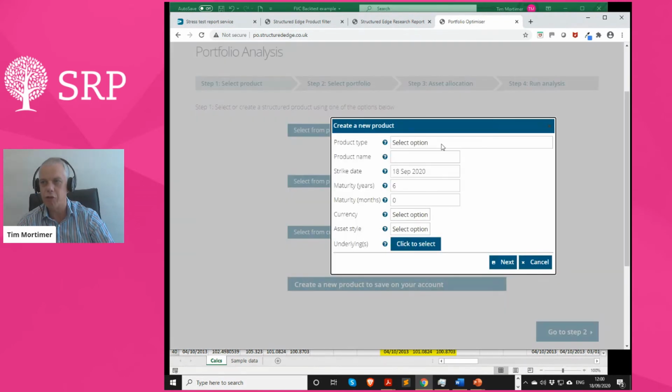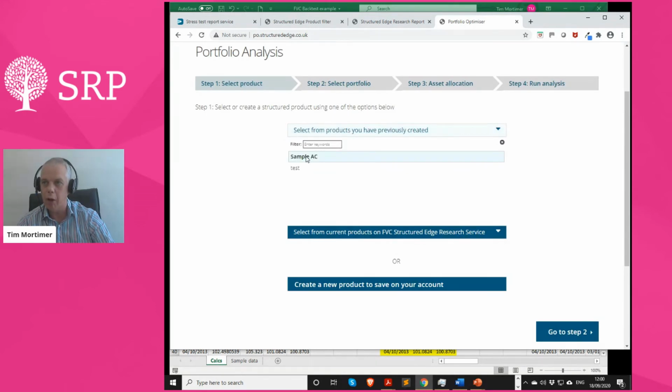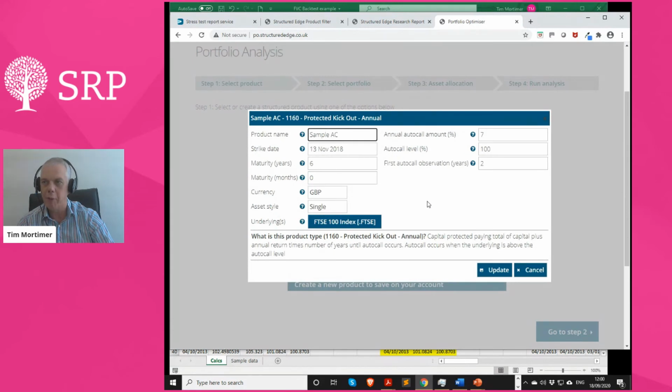And so you'd have a screen, which, as you can see, is a simplified screen of the stress testing, and then you fill these terms in, and you would get onto another screen, and you would enter some other terms. You can also look at something that you've done before. So here we see one that's already been filled in. It's got a strike date, 6-year maturity, 7-year autocall amount, and the first autocall is 2 years.